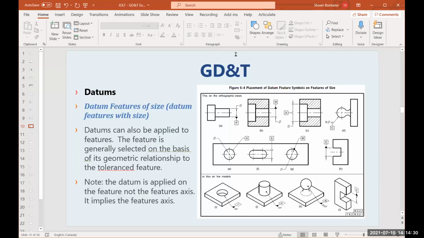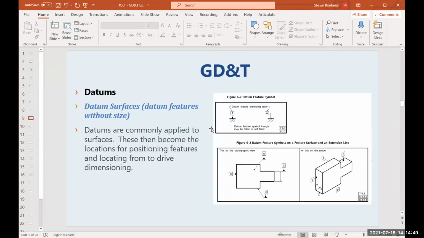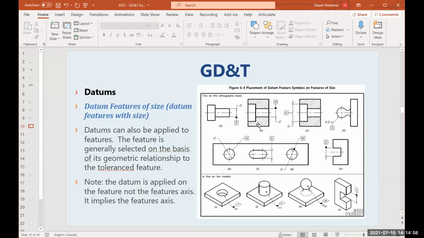So again, you can see on the screen different ways of calling up the actual physical feature of size. In illustration A, we're calling up the actual small diameter as datum P. It's then implying the actual axis created from that feature as the actual datum. When we go back to actual surfaces, notice here there are four main ways of applying datums to surfaces. And here's a number of examples of applying it to a feature of size.